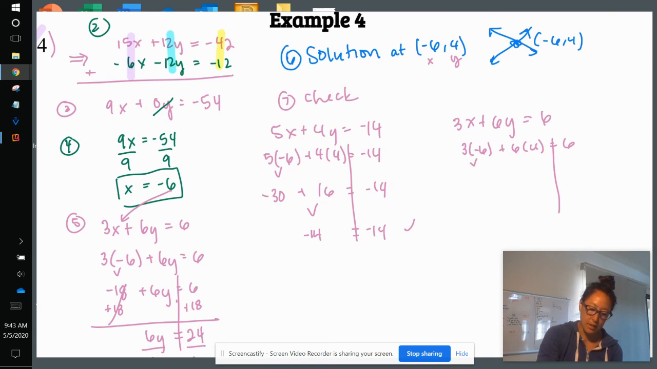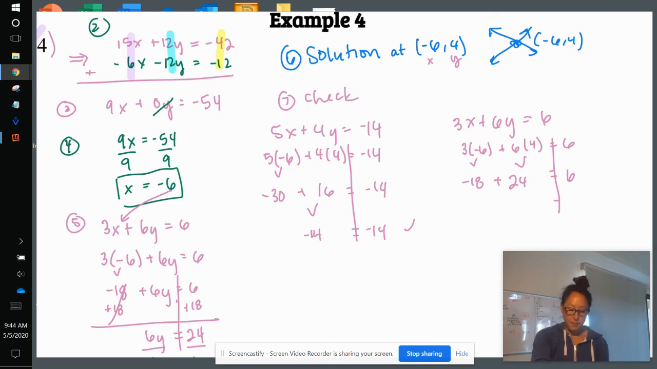3 times 6 is negative 18 plus 24. 6 times 4 gives me 24. Again, staying neat, is equal to 6, excuse me. All right, so we get negative 18 plus 24 gives me 6 is equal to 6. So that means that we had the correct solution and we don't have to go back.